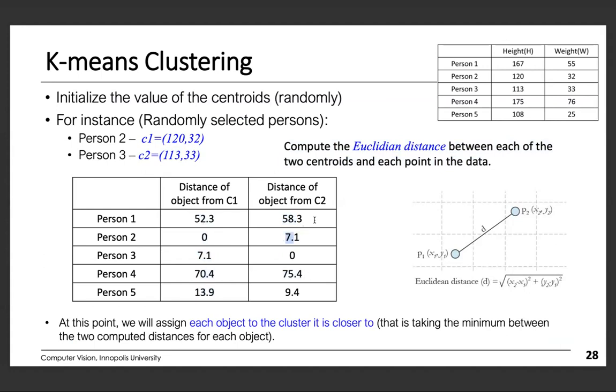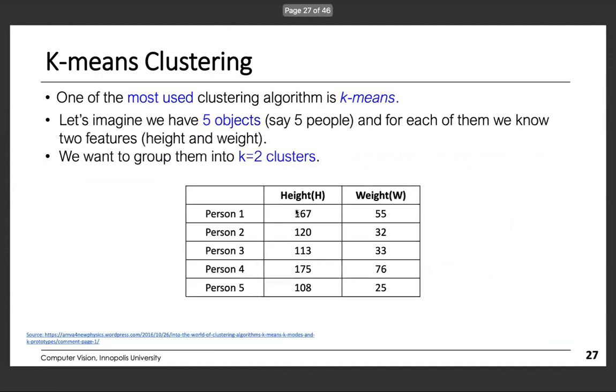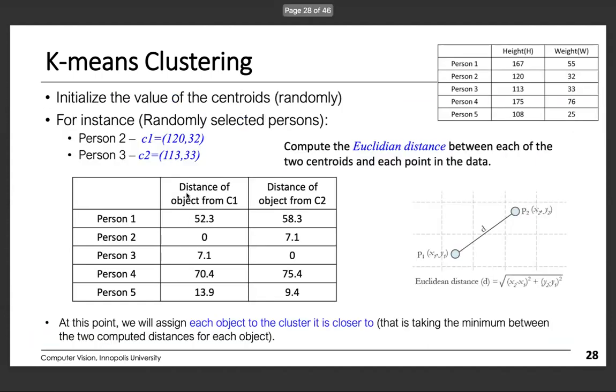So this is the Euclidean distance between them. Let's go back here, for example, 167 minus 120, plus 55 minus 32, and that would give us something like 52, right? We got our distances. So for example, this one, is it closer to C1 or to C2? C2. It's closer to C2. This is the distance.